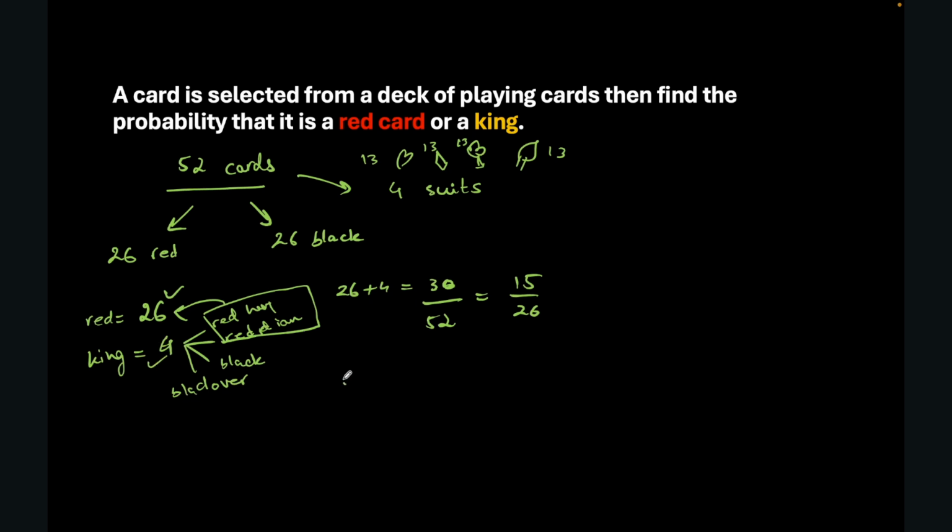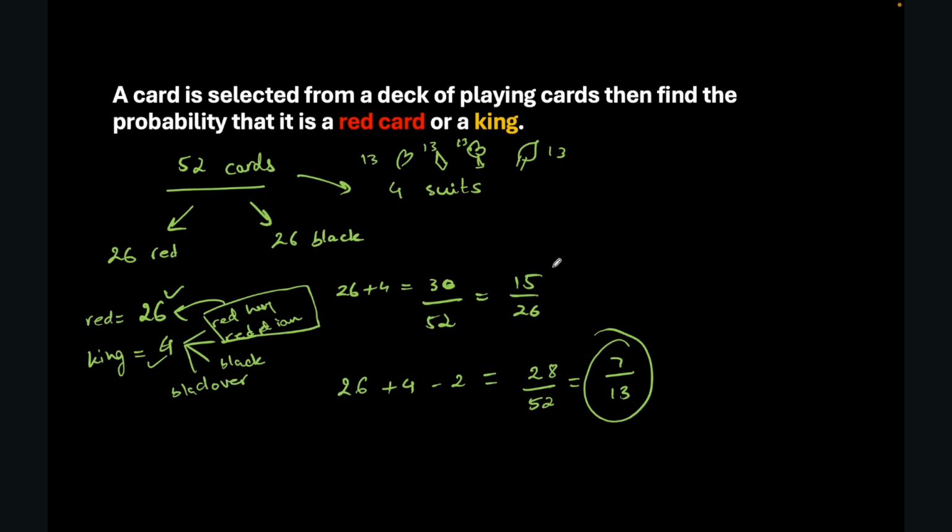What I really have to do is 26 plus 4 minus the 2 for the red kings, because they're red and king, they're both. So I have to remove them. Now I'm left with 26 plus 4, 30, minus 2 is 28, and then 28 by 52. If I divide by 4 again, I get 7 by 13. So this is my probability.